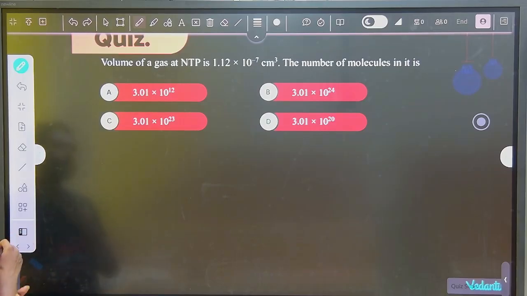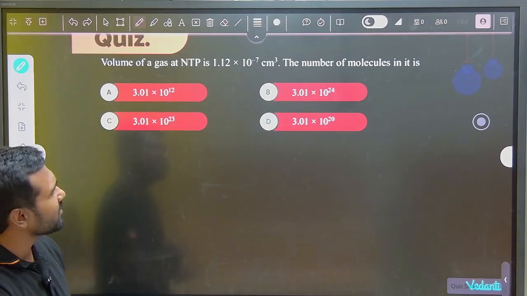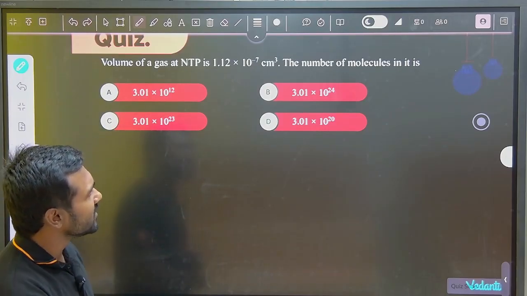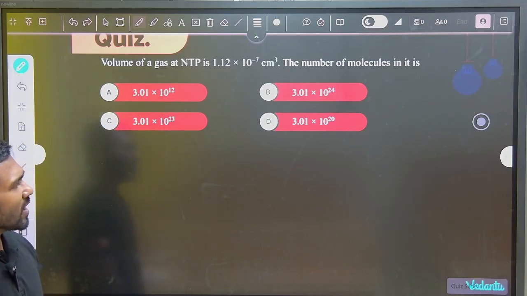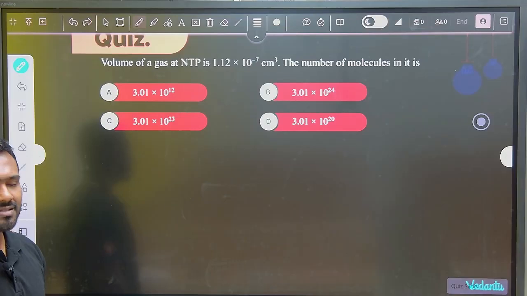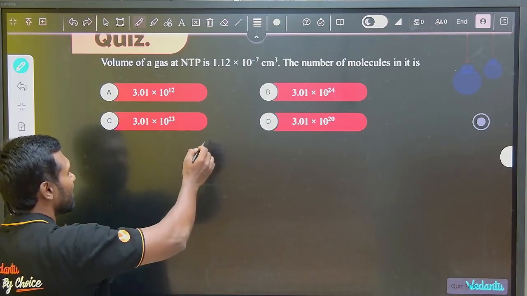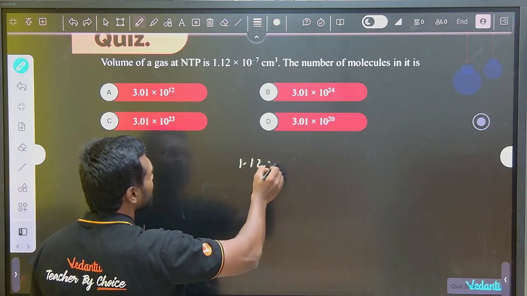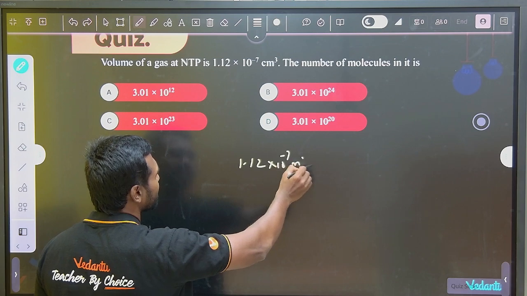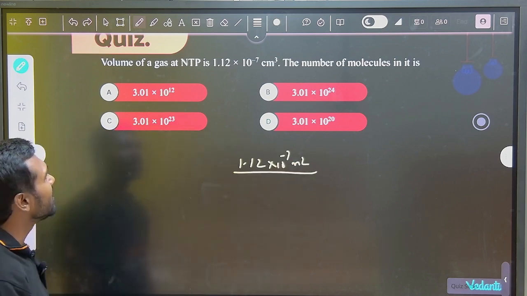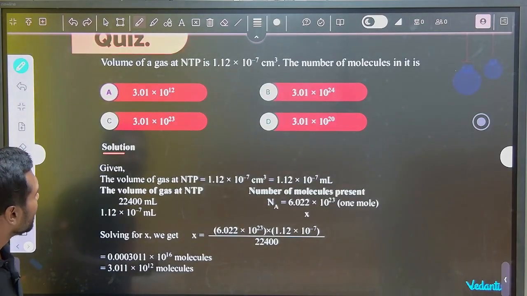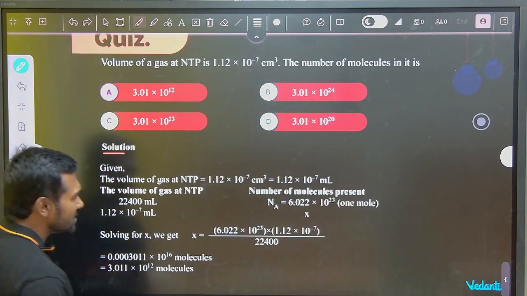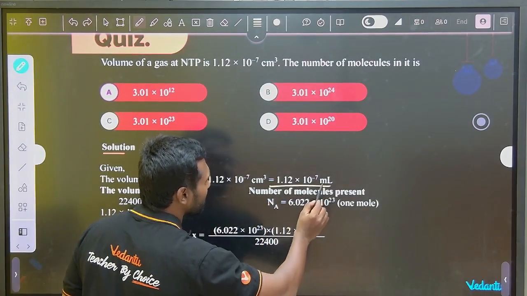Okay, the volume of gas at NTP is 1.12 into 10 power minus 7. Find the number of molecules in it. We know that 1 mole of any gas will occupy 22.4 liters. Here the volume is given in ml: 1.12 into 10 to the power of minus 7 ml, and this is at NTP.